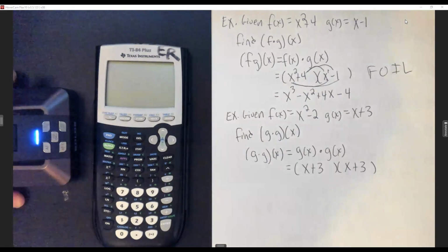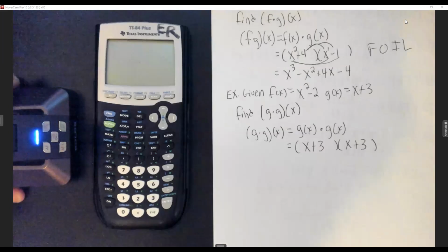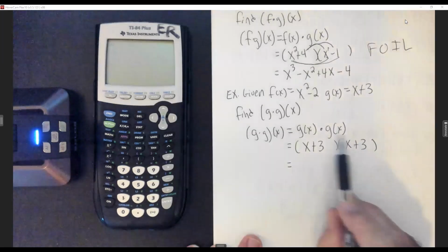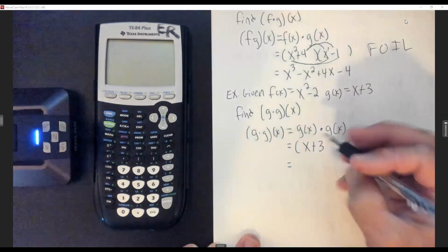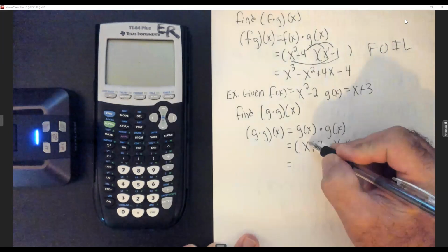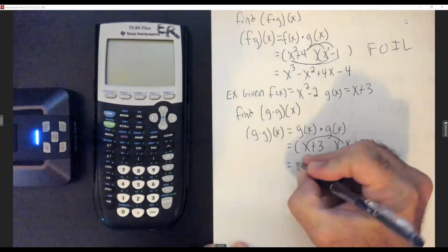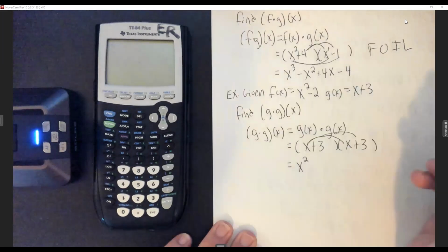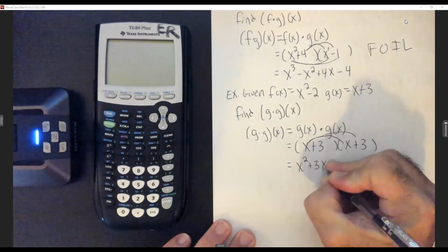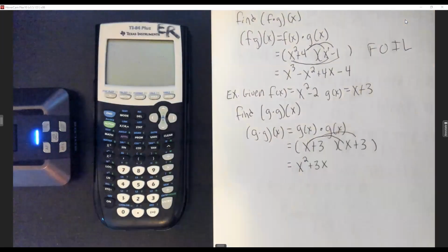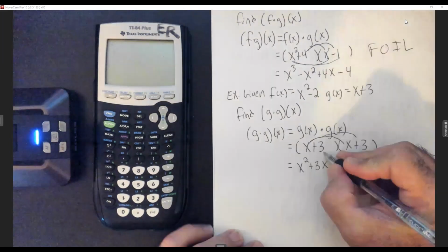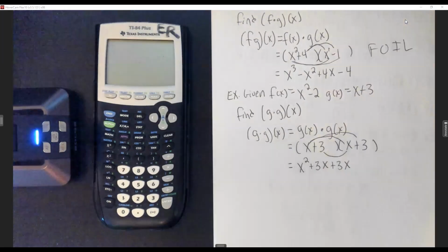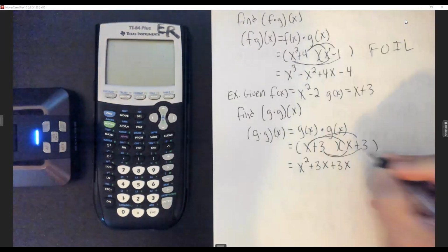And if you notice, this is another FOIL problem. So I'm going to start distributing again. What y'all going to get when you do an x times an x? x squared. And then we're going to take that x times that 3 and get 3x. And then notice 3 times x is another 3x. And then at the end, I got a 3 times 3. That'll give us a 9.